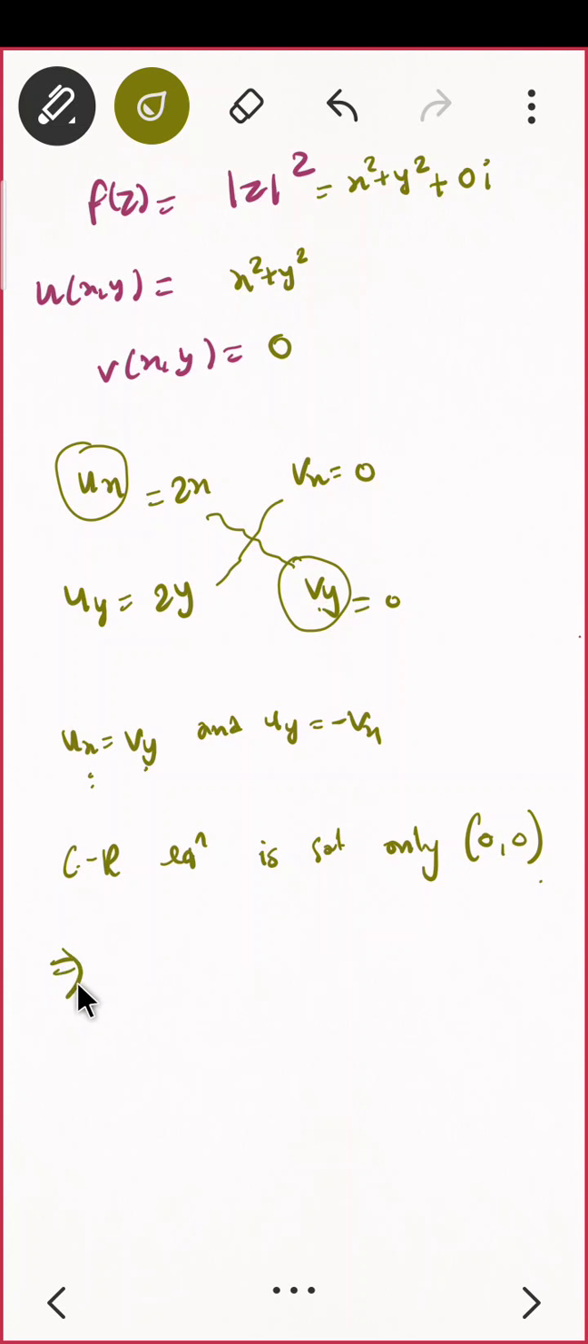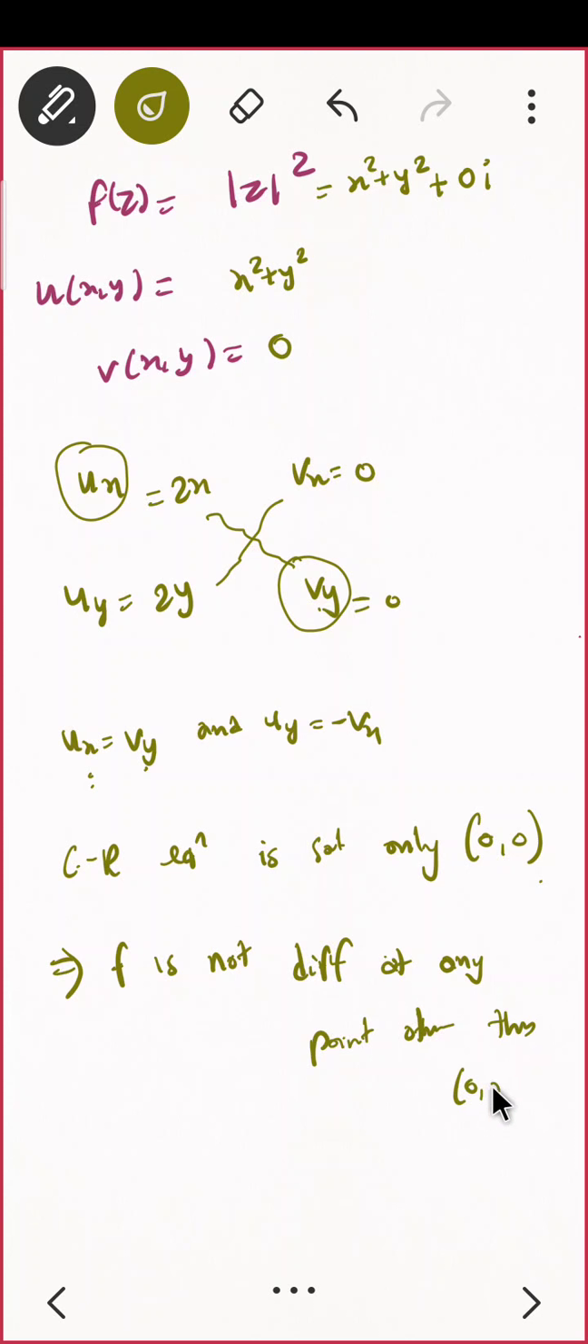Can I conclude something? I don't know whether f is differentiable at 0, 0. I don't know about that. But I am sure that it is not differentiable at any point other than 0, 0. Do you agree with this?